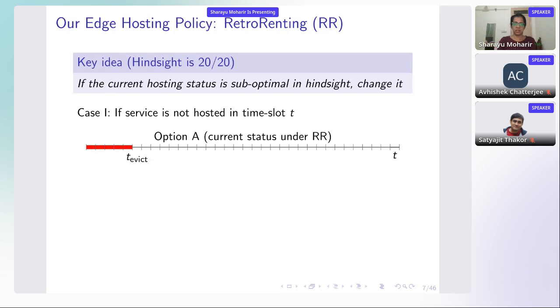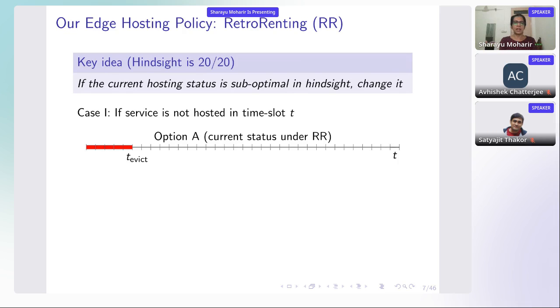So let's say here is where we are right now. It's currently time slot T. The service is not hosted at the edge in time slot T. And T evict was the last time this service was hosted at the edge. So if you see the red thick line on the left-hand side, that indicates that the service was hosted at the edge in these time slots.